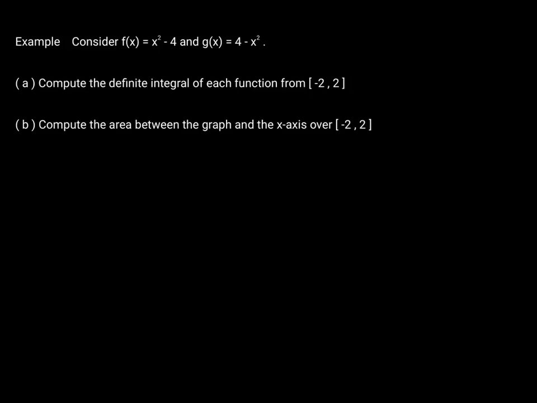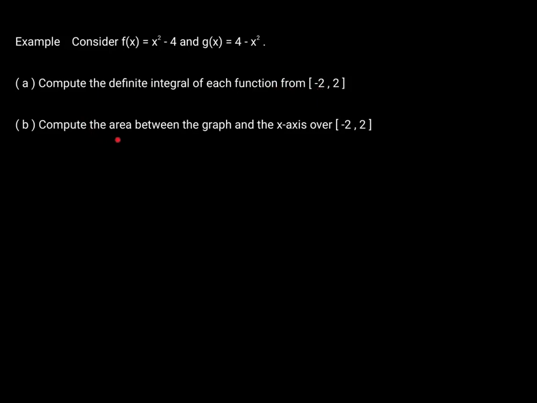And what we want to do is compute the definite integral of each of these functions from -2 to 2. And then after that, we want to compute the area between the graph and the x-axis over that same interval from -2 to 2. Now, the idea behind this example is area is always a non-negative quantity. Area is always a non-negative quantity. What we're going to find is that the definite integral from -2 to 2 is going to give us a negative value.